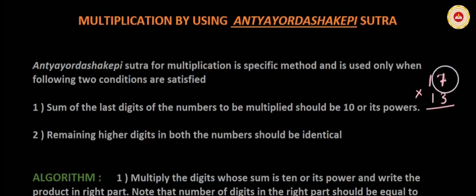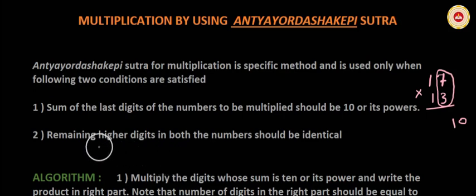See, the sum of the last digits 7 and 3. 7 plus 3 is 10. The sum of the last digits of the given numbers should be 10. Here 7 plus 3 is 10. So the first condition is satisfied here.